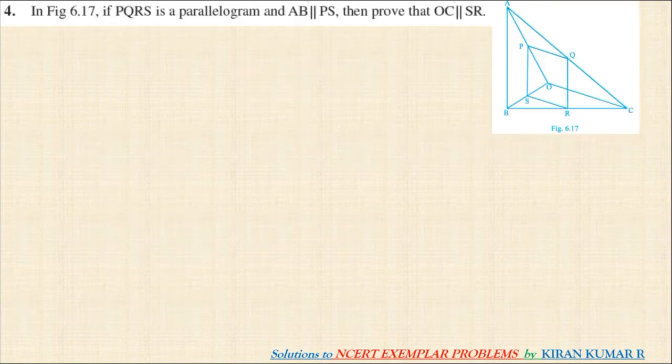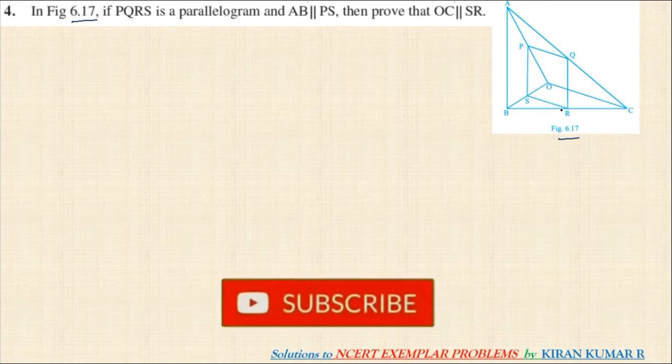Question number 4. In the figure 6.17, PQRS inside, it's a parallelogram in which AB, the outer one, AB is parallel to PS. Then prove that OC is parallel to SR.